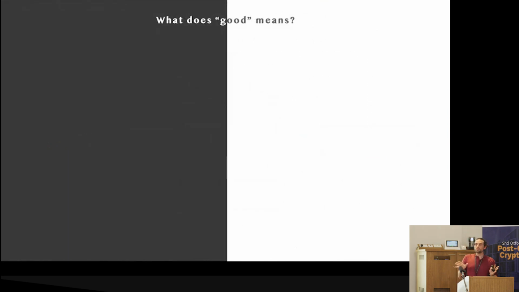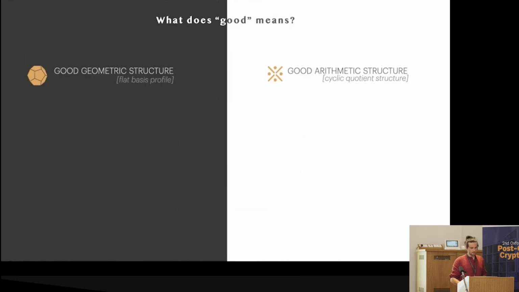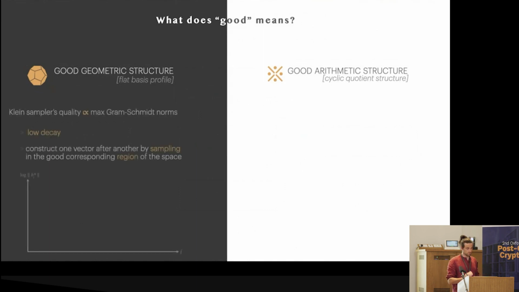Okay, so I tricked you a bit because I said, oh, it's easy, we have good geometry, good arithmetic properties. What does that mean in more precise terms? So we have two terms. On the one hand, we have the good geometric structure, and we will have this good arithmetic structure. Let me start with the geometry.